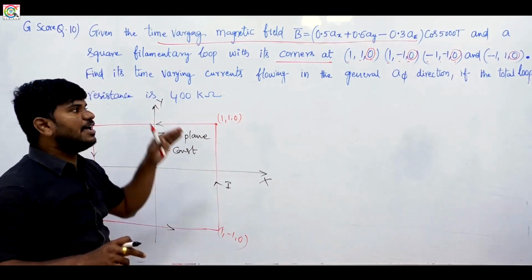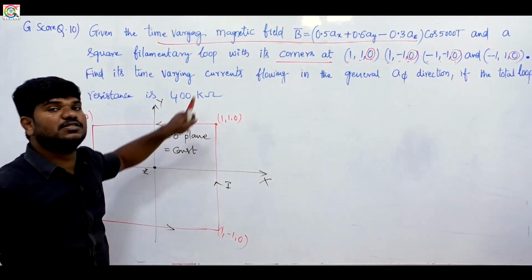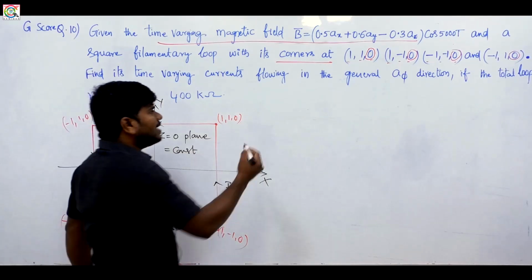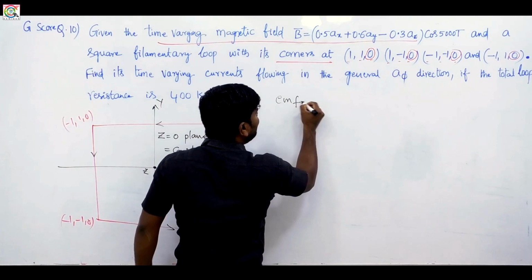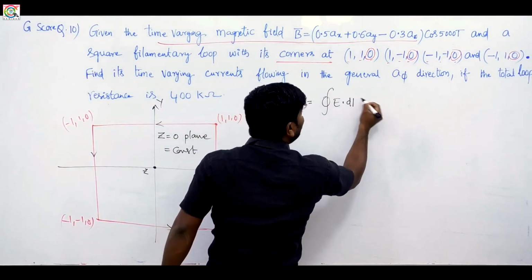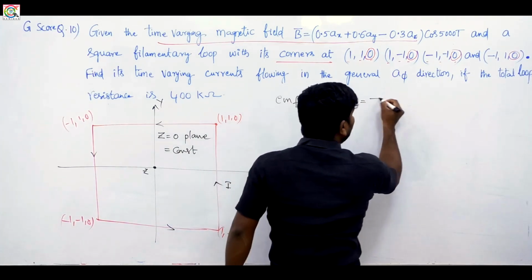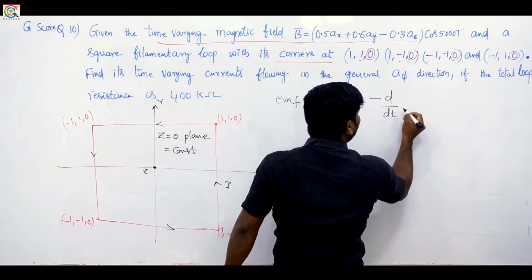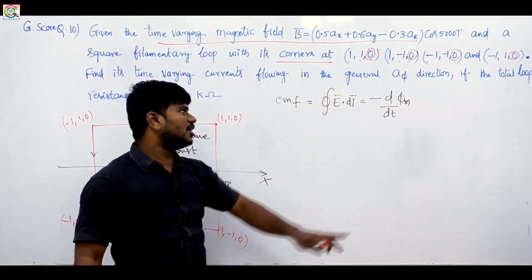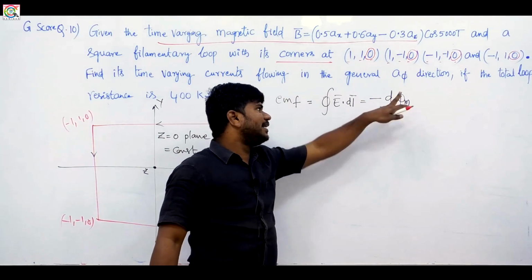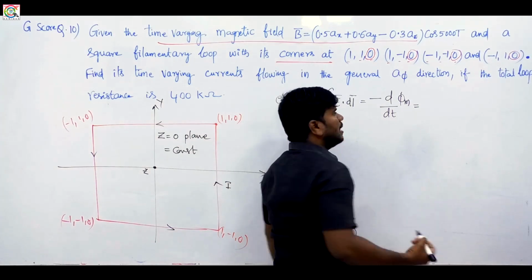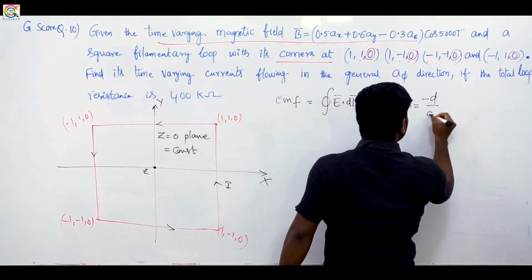If I talk about the time varying field, definitely there exists a voltage within the closed loop according to Faraday's law. Now what is Faraday's law? An EMF is induced even in the closed loop, meaning the closed integral of E bar dot dl equals, if you change the magnetic field with respect to time, minus d by dt of psi m. Already you know what psi m is, the magnetic flux.